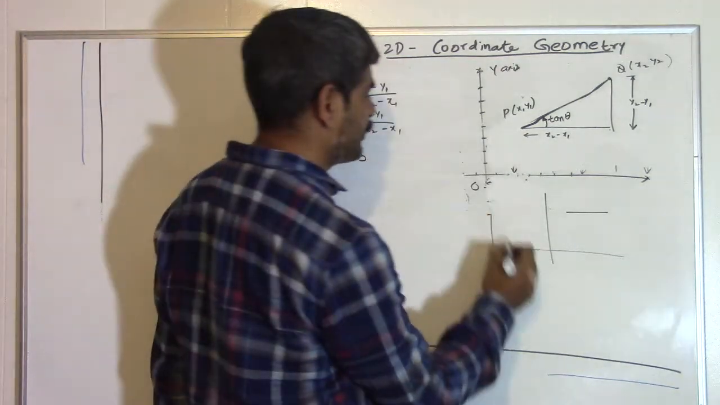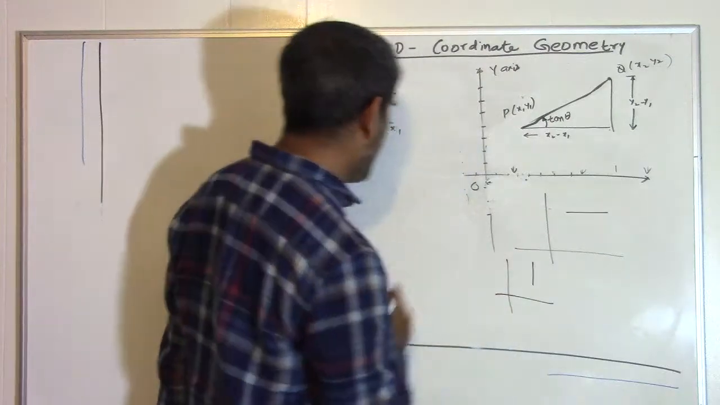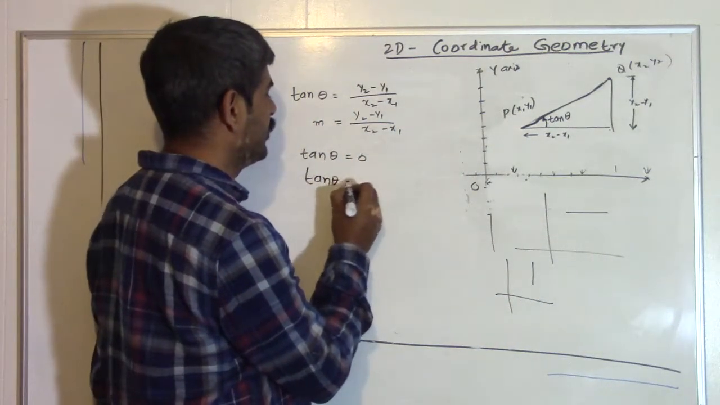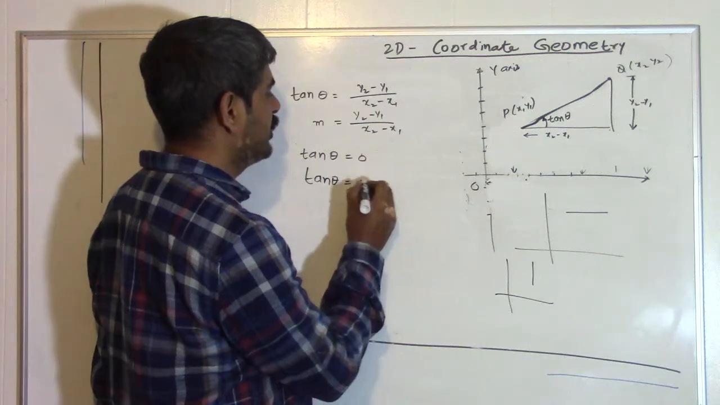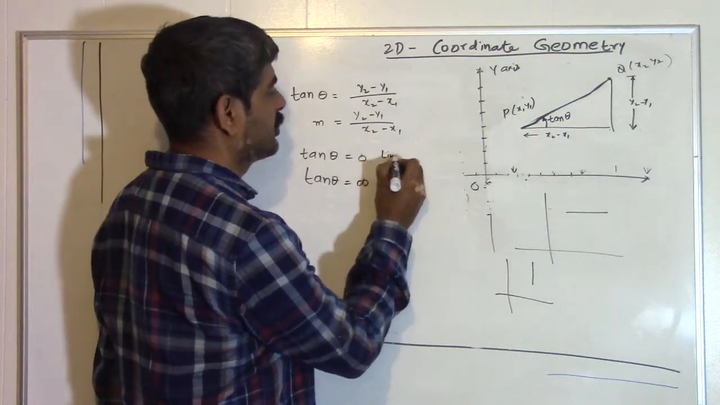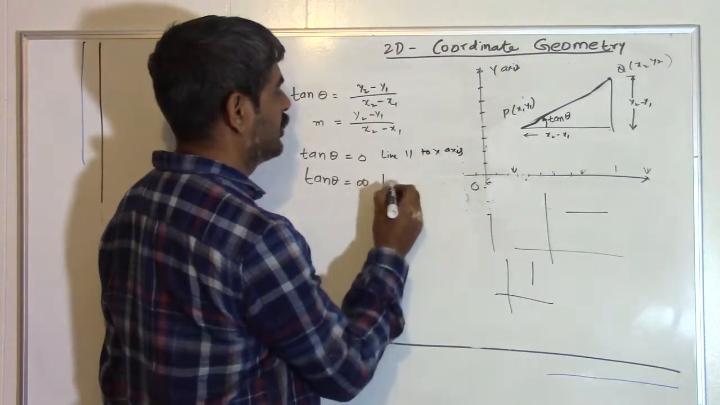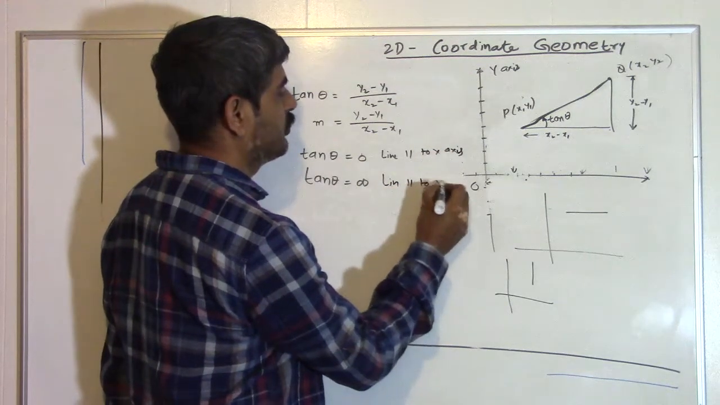If a line is perpendicular to the x-axis, then tan theta will be equal to 90 degrees or infinity. Line parallel to x-axis and line parallel to y-axis.